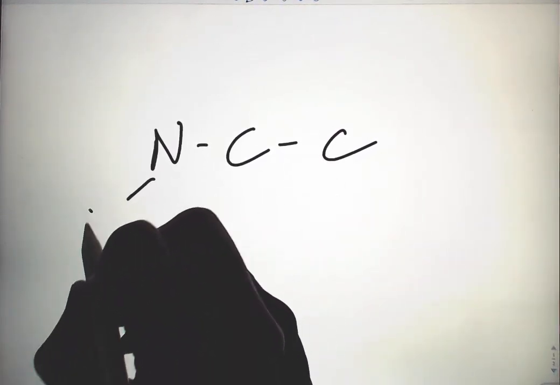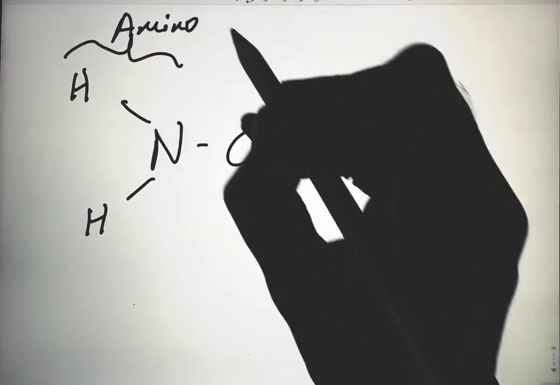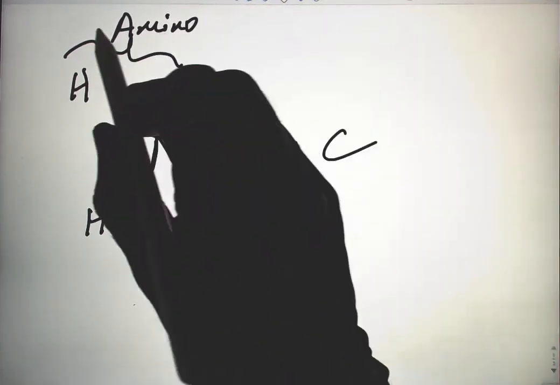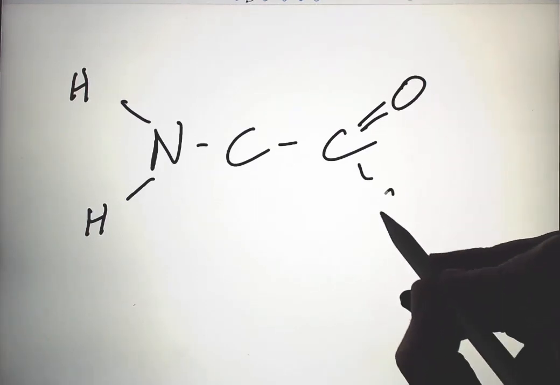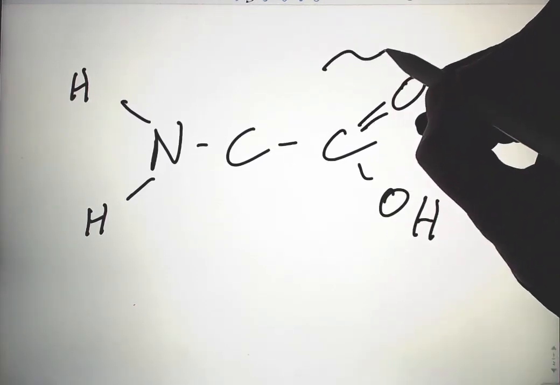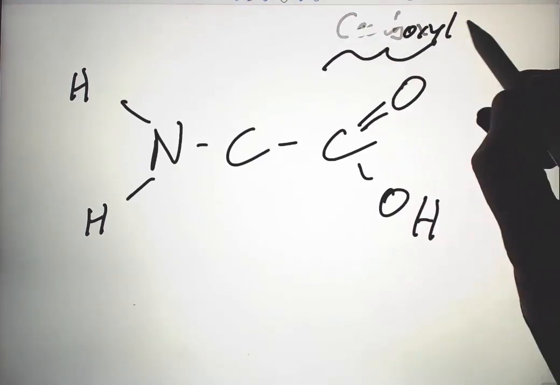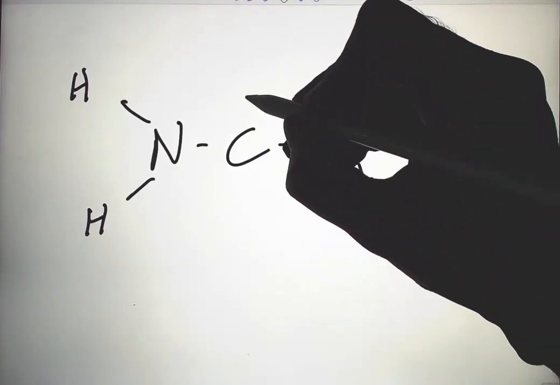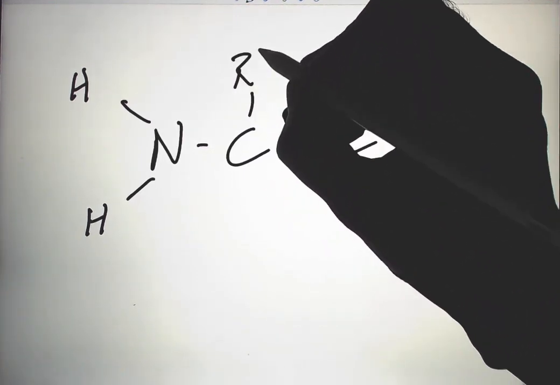The amino end has two hydrogens. That's an amino group, and it's where we get the name amino from amino acid. The other end has a double bond oxygen and OH. That's a carboxyl group. The middle carbon is the one where the amino acids differ. We usually draw that with an R. R just means any other atoms attached.